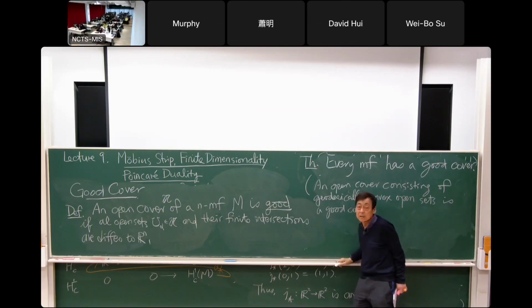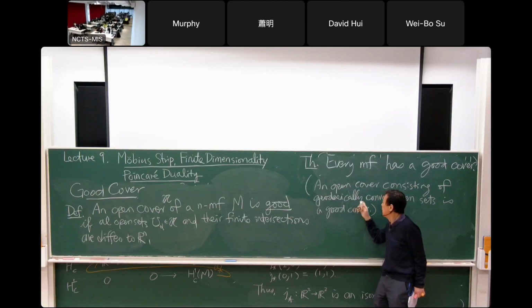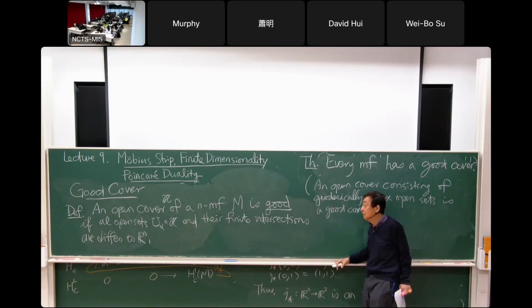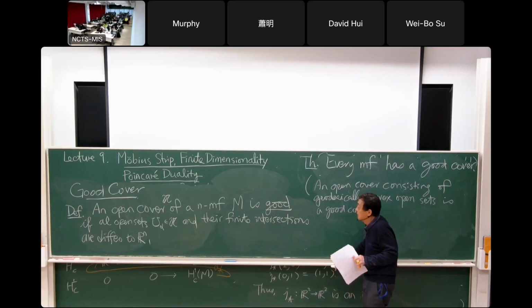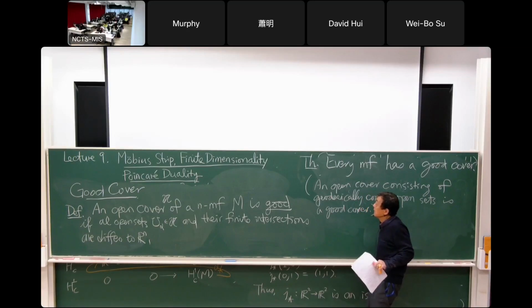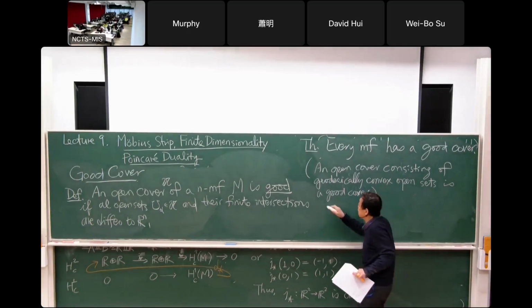The thing about convexity is that if you have two convex sets, then the intersection is also convex. So that would guarantee that all the finite intersections would be geodesically convex, and those sets are diffeomorphic to Rn. Okay, so we'll assume the theorem.